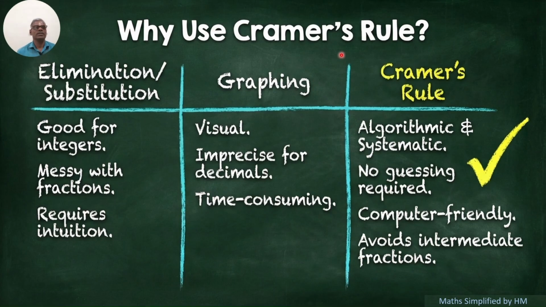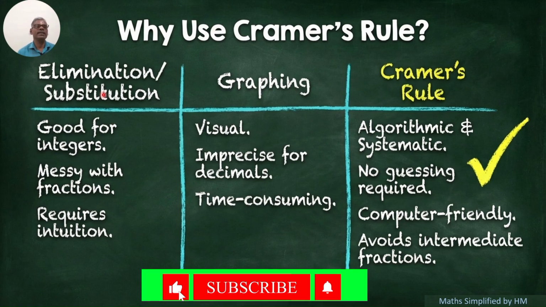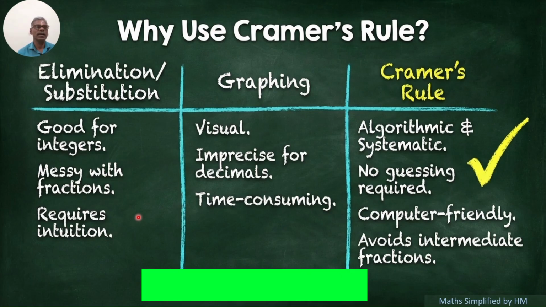Why use Cramer's rule? We have seen all the four methods for solving simultaneous equations. Now we will see each one's positives and limitations. The elimination and substitution method is good for integers, but it is messy with fractions because it takes a long time to calculate. Also, sometimes we have to take the least common denominator, LCD. It also requires intuition because while solving by elimination or substitution, we have to check everything carefully.